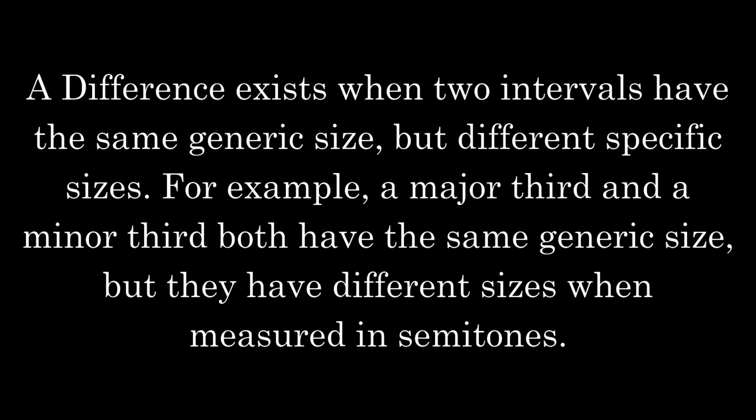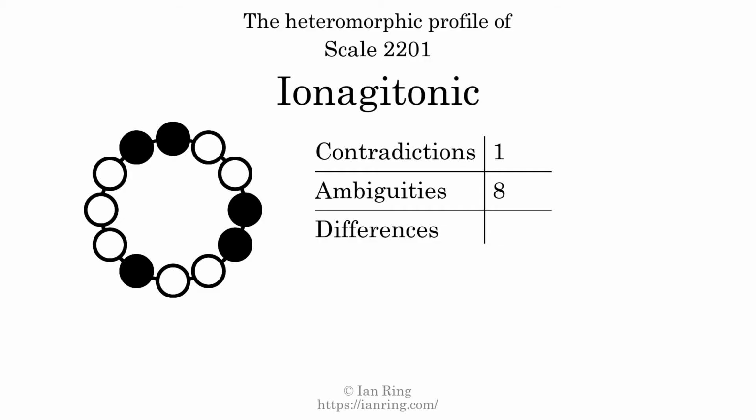A difference exists when 2 intervals have the same generic size, but different specific sizes. For example, a major third and a minor third both have the same generic size, but they have different sizes when measured in semitones. The number of differences in this scale is 30.